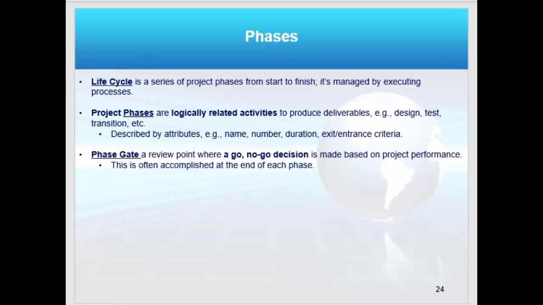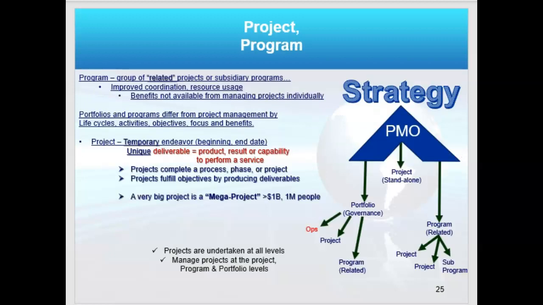Now, remember we talked about life cycles and then the developmental approach, which was predictive, hybrid, or agile. So the life cycle is a series of phases in the project. So project phases, these are logically related, right? And you're going to give them a name or a number, etc., right? So I might do a strategy phase, a design phase, a test phase, a transition phase. And at the end of each phase, I want to do a phase gate. This is a go, no-go decision. Should I go on to the next phase? Have I accomplished my objectives?